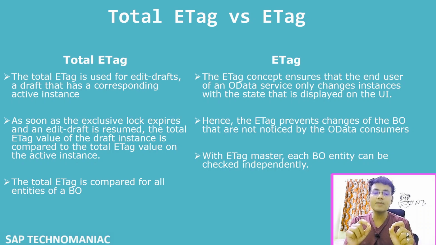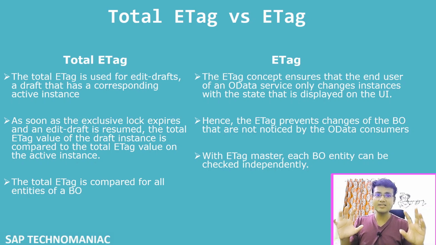The ETag concept I explained in detail in my previous video. If you don't know, then you can watch that particular video. Both concepts are the same, but the Total ETag works when we are saving the draft instance to the active instance, and the ETag works normally when we are working with the front end active instance, the front end data which is visible to the user. The user doesn't want to override the other user's data or another session which updated the data in the backend. But both concepts are the same.